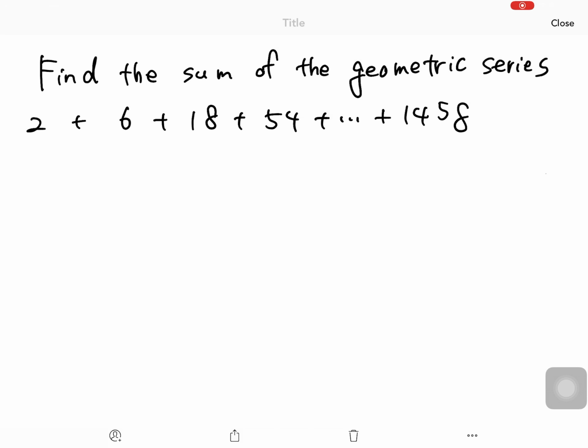Today we are working on the question: find the sum of the geometric series 2 plus 6 plus 18 plus 54 plus ... plus 1458.